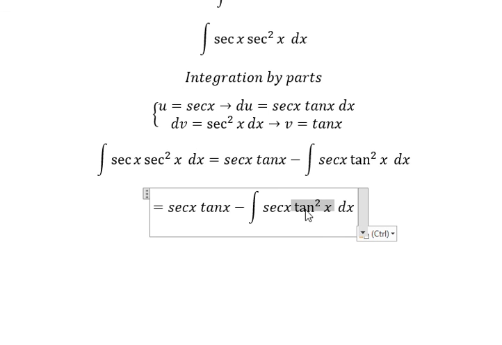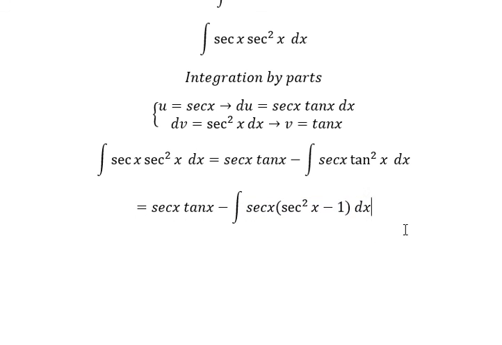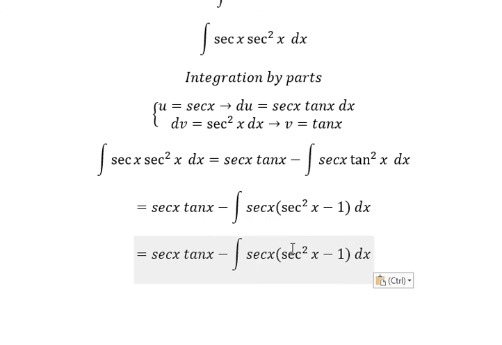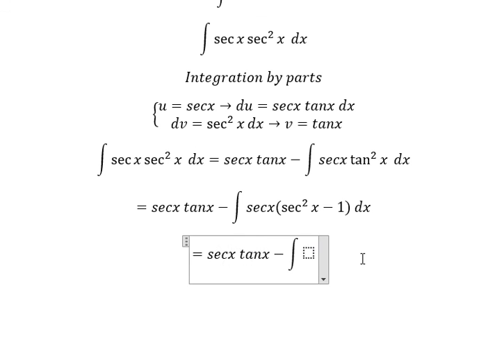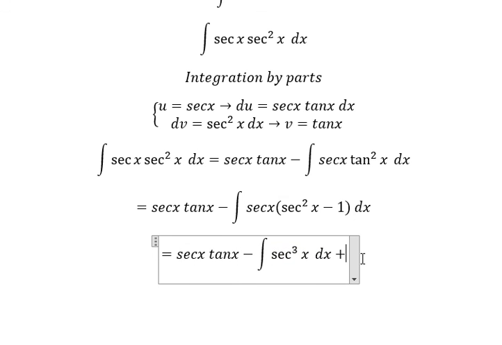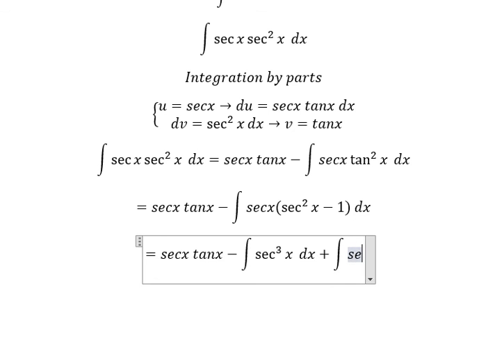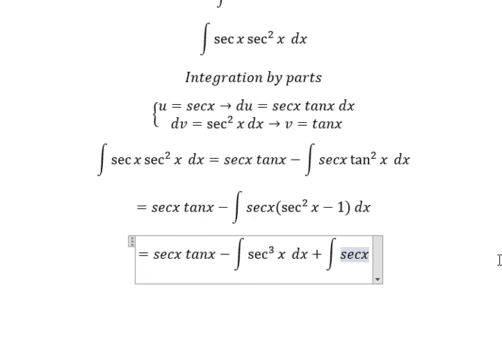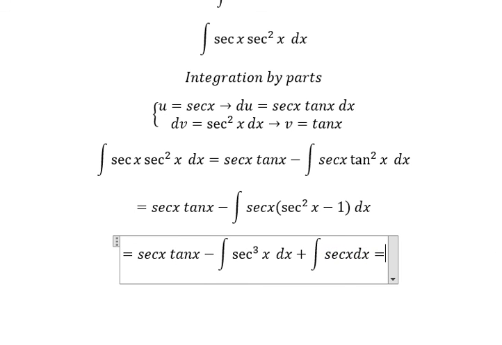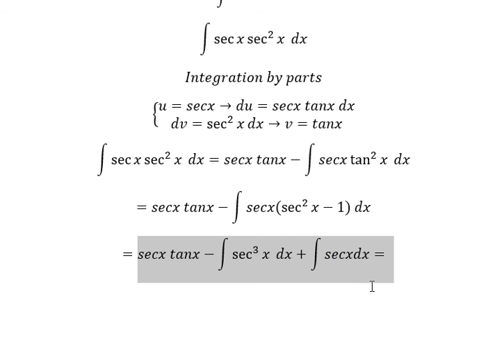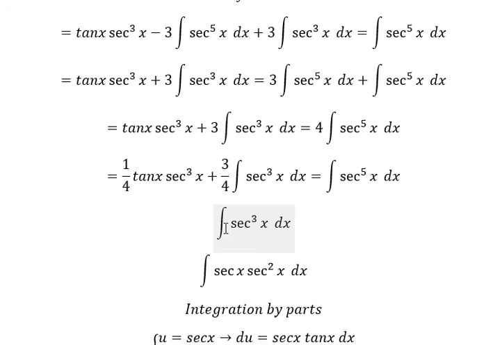Tan s squared we can change into secant of s squared minus 1. So we have secant of s multiplied by secant of s squared and negative 1. So we have secant of s to the power of 3 ds plus the integration of secant of s, because negative and negative you get positive, and we know that these integrations equal this one.